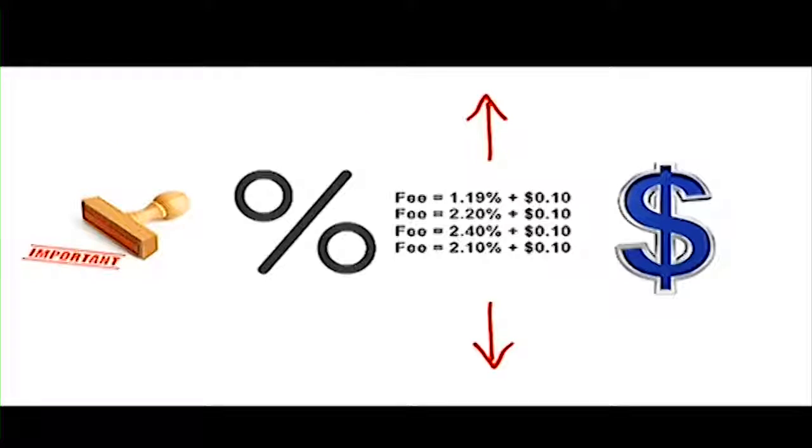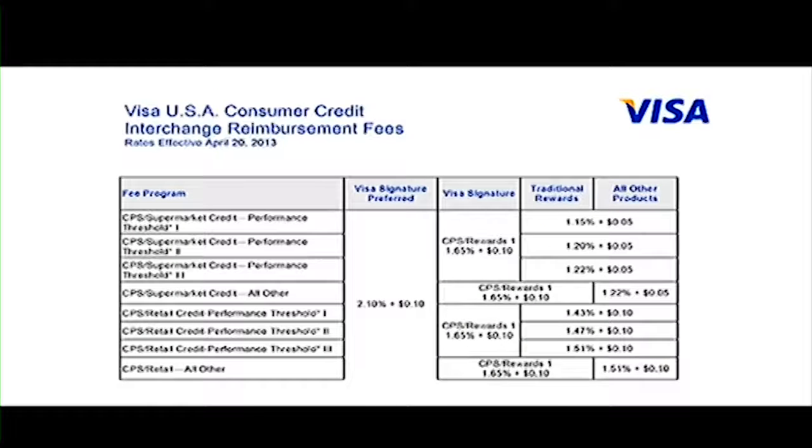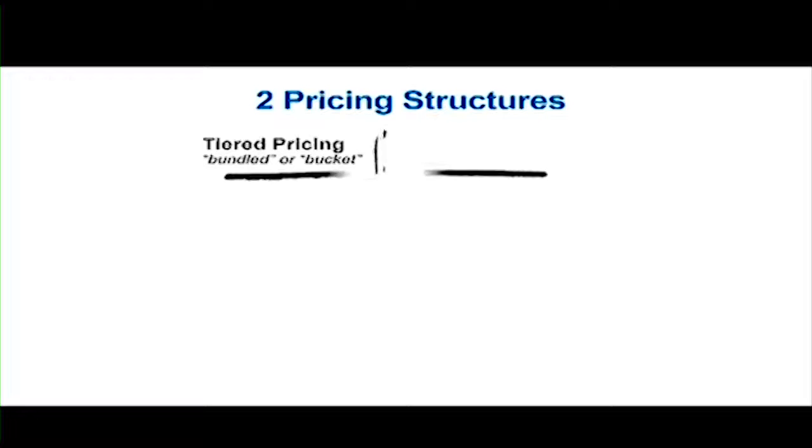Here's a sample of just one part of a schedule of fees published by Visa. As you can see, there are 13 rates and 8 categories on this example alone. Again, in any single transaction, just one of these rates is charged based on the qualification of the card that was presented. Let's look at 2 main pricing models and the components of both of them. Most providers will offer the following price structures. Number 1, tiered pricing, also known as bundled or bucket pricing. And the second is interchange plus, also known as cost plus or pass-through pricing.